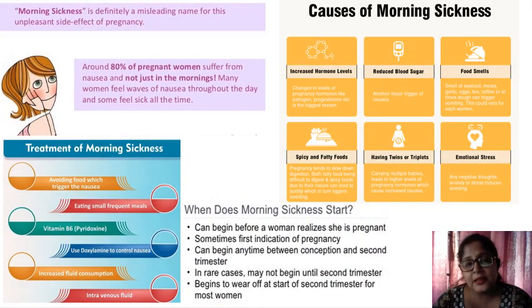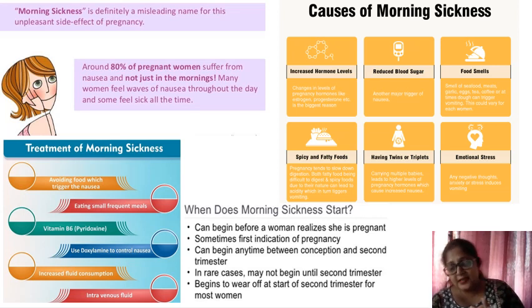Now, the first thing that most pregnant women suffer from is known as morning sickness. Though the name is morning sickness, this sickness does not take place only in the morning. Most commonly pregnant women suffer during the morning, but it is a misleading name. It's one of the unpleasant side effects of pregnancy that can be felt by the pregnant woman throughout the day, not only in the morning.